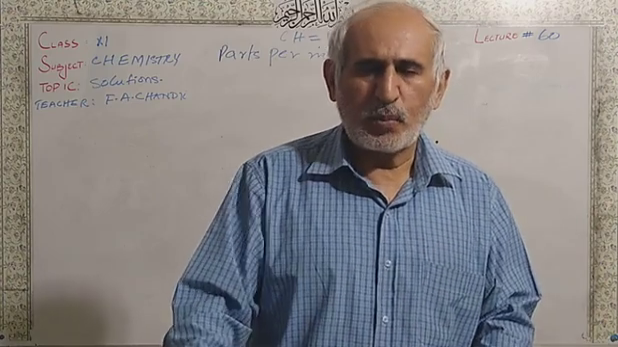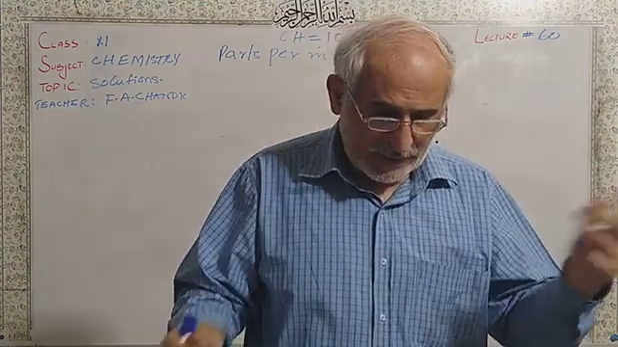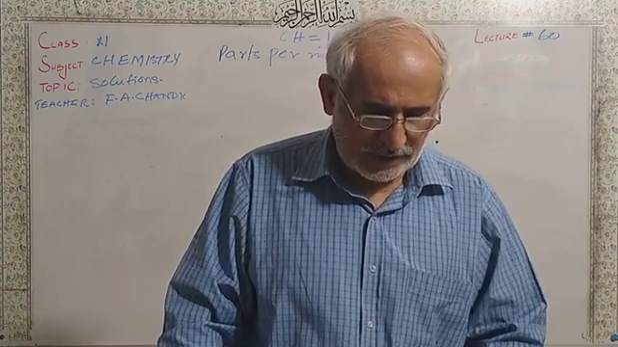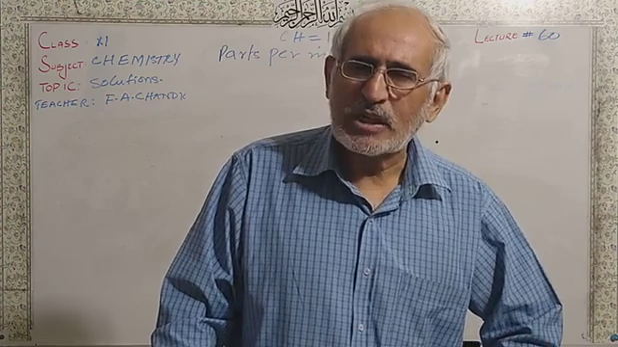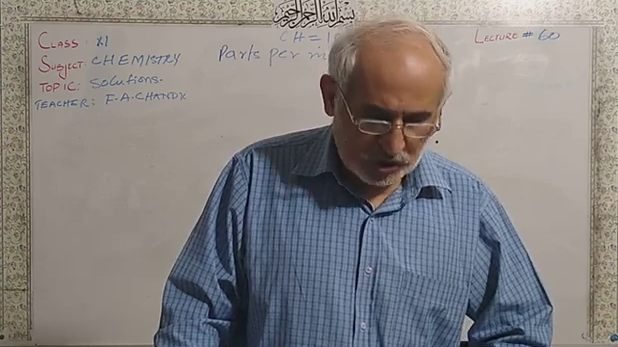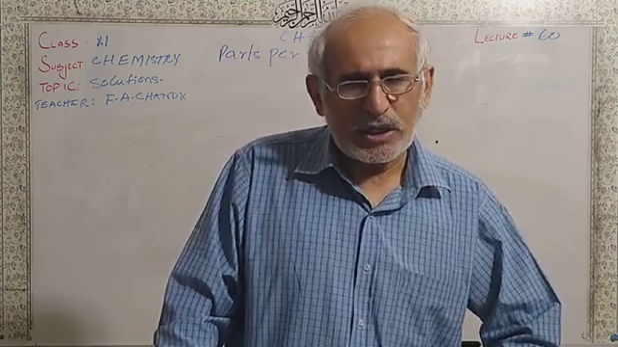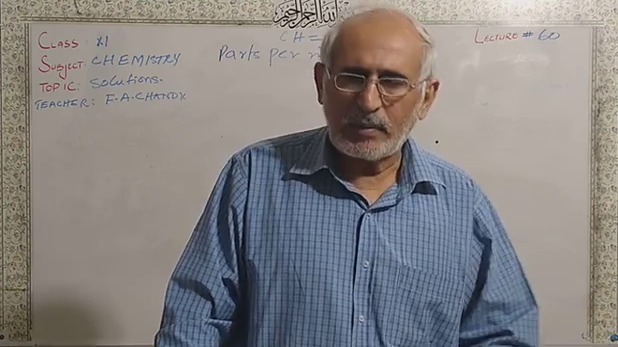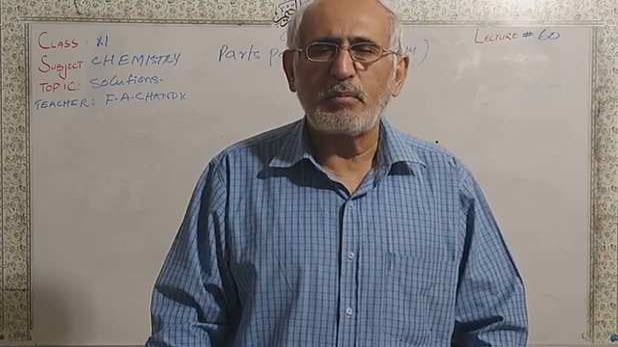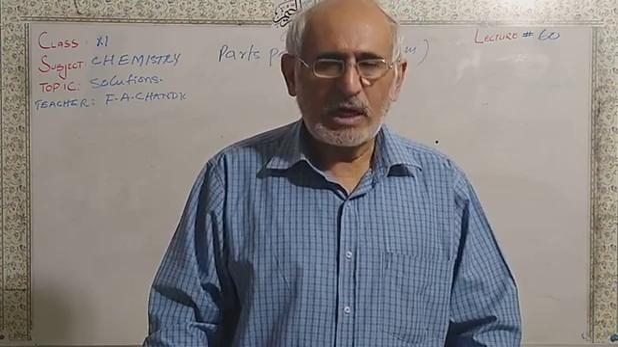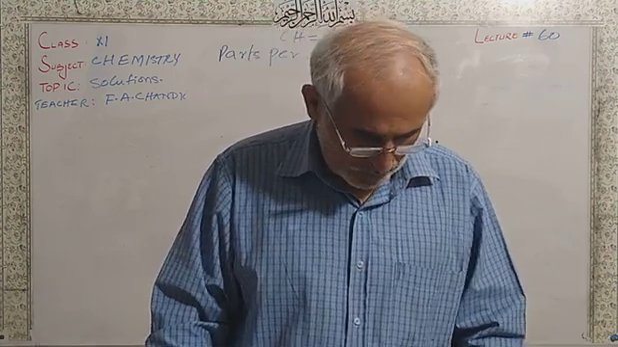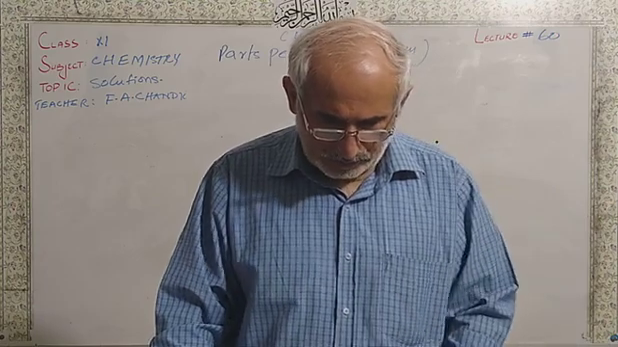How polluted is the air? Parts per million, I told you, volume or mass of solute. Volume is given here, 3.5 into 10 raised to power minus 4 centimeter cube, divided by volume or mass of solution, so this is 1000, 10 raised to power 3 centimeter cube, multiplied by 10 raised to power 6. You will get 0.35 parts per million pollution of carbon monoxide in 1 decimeter cube of air. This is the parts per million.